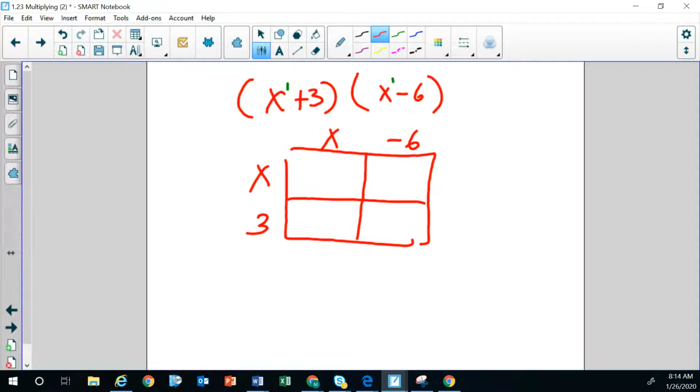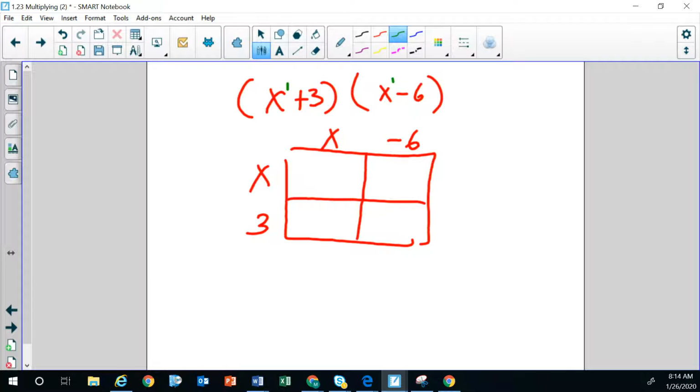Now, I could reverse it. I could put the x here and the -6, and the x and the 3 on top. Doesn't matter which way you want to go, as long as you put one binomial on the left side and the other one on the top side. You can reverse it. It does not matter because multiplying is commutative. So here we go. Now we're going to multiply.